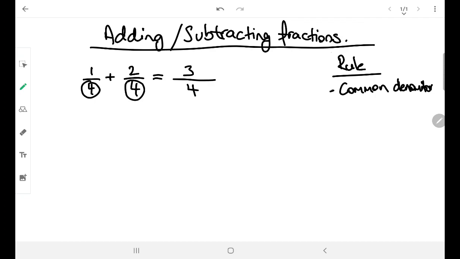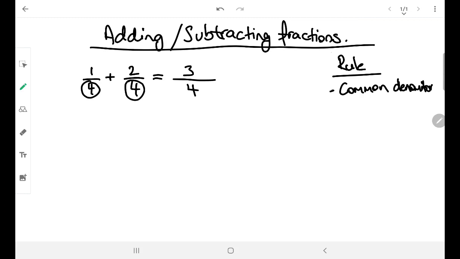So 3/4. A common mistake someone can make is to add the bottom numbers as well. So you might get 3/8 as an answer, and that's a common mistake. We don't add the bottom numbers, which are the denominators. So we just leave that as it is.